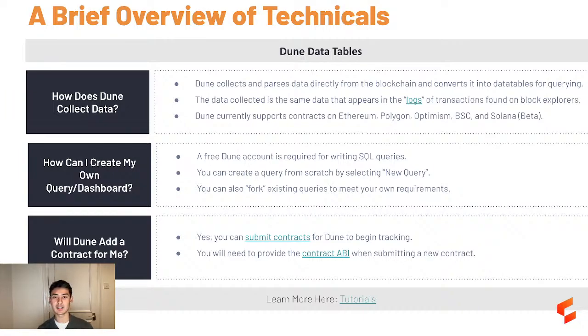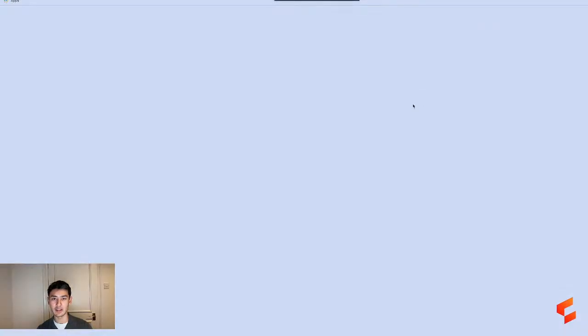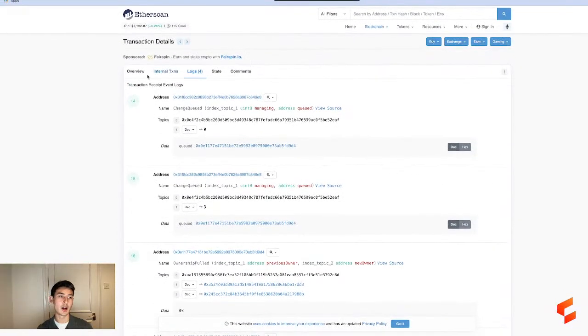And so the data collected is the same data that appears in logs of transactions found on block explorers. So I have an example of that, and I think that'll help people understand. So here I've just gone to a random transaction on Etherscan.